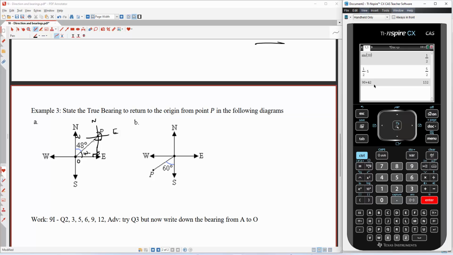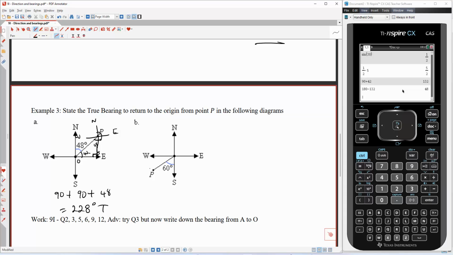So whatever's left over from 180 must be what this angle here is. Okay, so I'm going to do, on my calc, 180, take away 132, and surprise, surprise, I get 48. So that's how that rule works. That angle there is the same as that angle there, so that's going to be 48. So to answer this question, I need to turn 90 plus another 90 plus this 48 here, and then I'll be facing in the right direction to set off back to the origin. So 180 plus 48 is 228 degrees true.